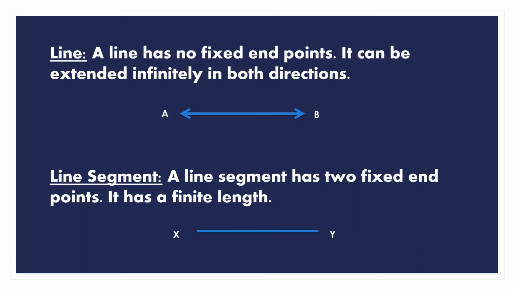Well, as you all know, a line is something that has no fixed endpoints and it can be extended endlessly or infinitely in both the directions, and it is represented by this arrow. If in a line you have arrows on both the sides, that means it is a line. On the other hand, a line segment is the one which has two fixed endpoints and it has a finite length, because it is a part of a line. Segment means part. So a line segment is a part of a line.